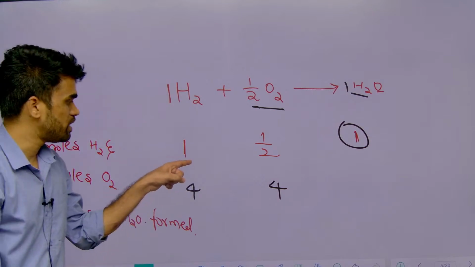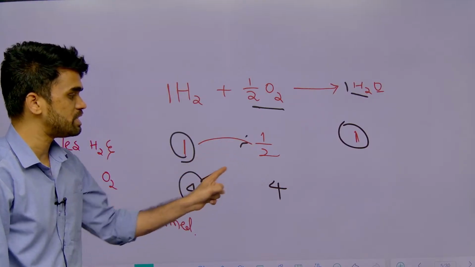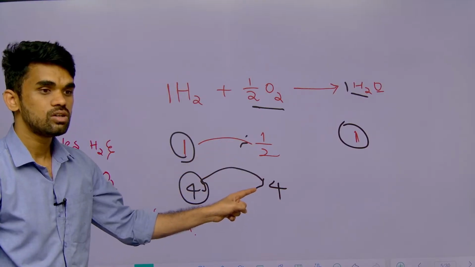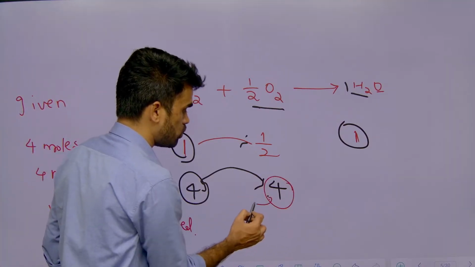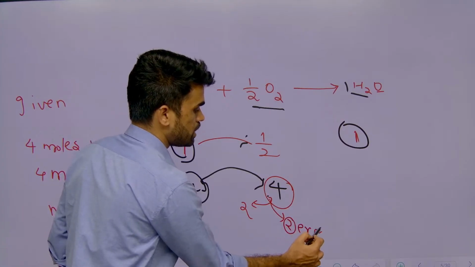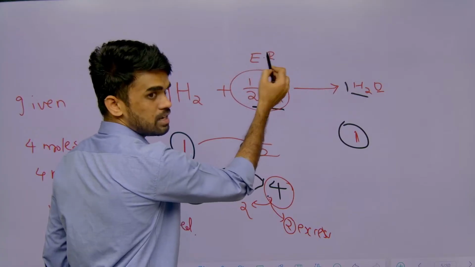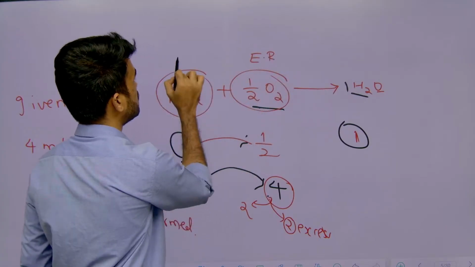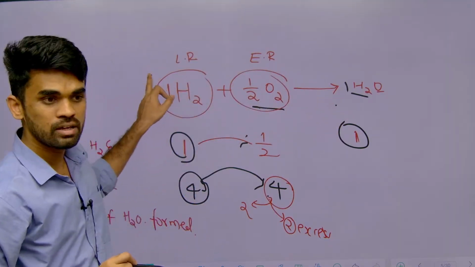See, for every 1 mole we require half mole. Then for every 4 moles we just require 2 moles. But how much do we have? 4. So out of these 4 moles I can only use 2 moles. 2 moles remain in excess, so this is the excess reagent. This will be our limiting reagent. Now the amount of product formed will be decided by the limiting reagent.